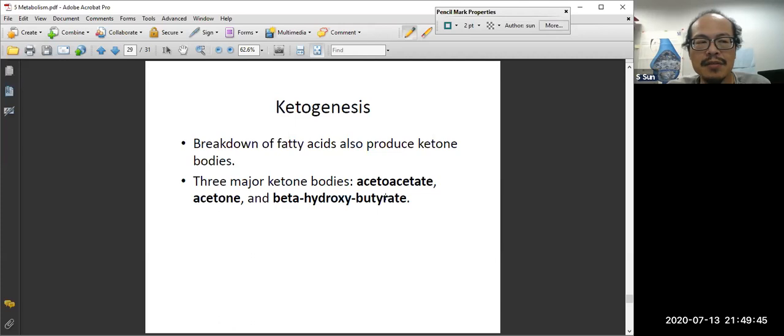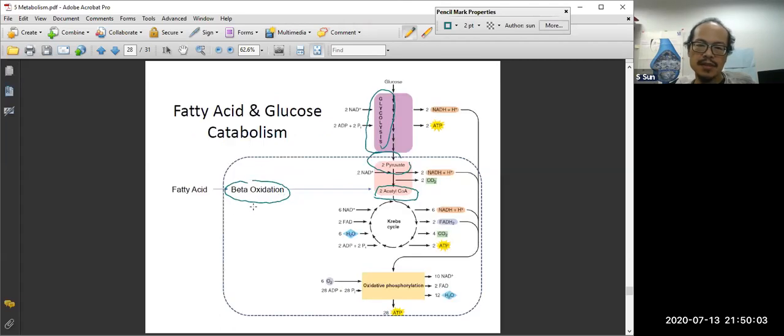All right, so glucose, fat. In fact, we need to talk about one thing, which is ketone body. Right here, ketone body. When fatty acid is used to produce acetyl-CoA, the side product is ketone body.